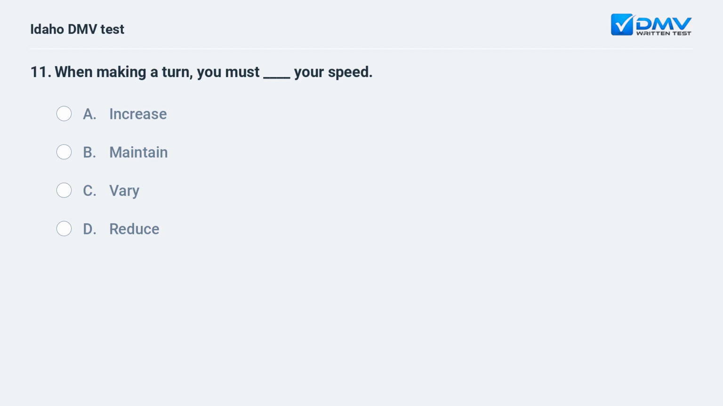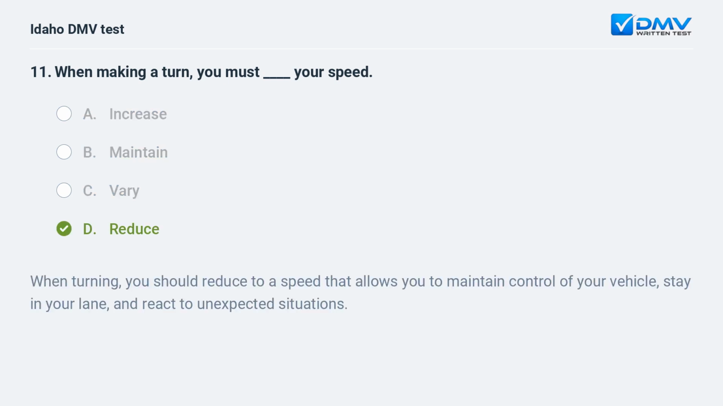When making a turn, you must fill in the blank your speed. A. Increase. B. Maintain. C. Vary. D. Reduce. D. Reduce. When turning, you should reduce to a speed that allows you to maintain control of your vehicle, stay in your lane, and react to unexpected situations.